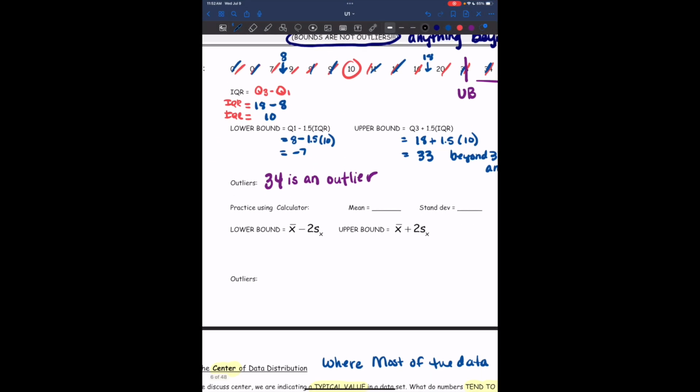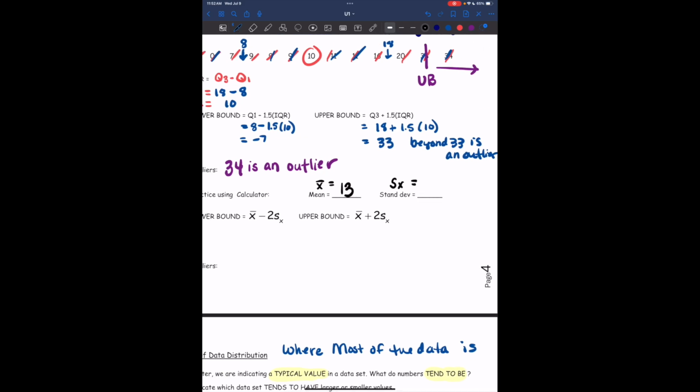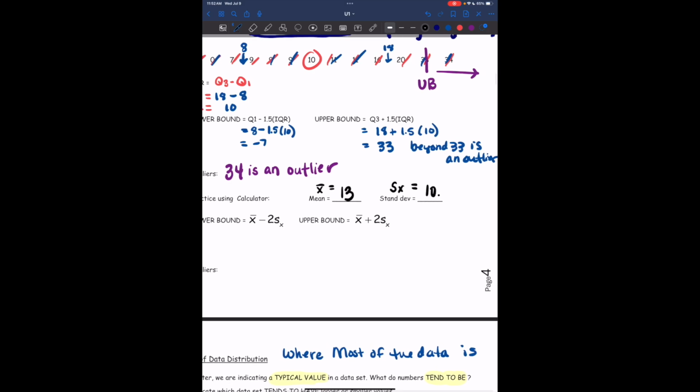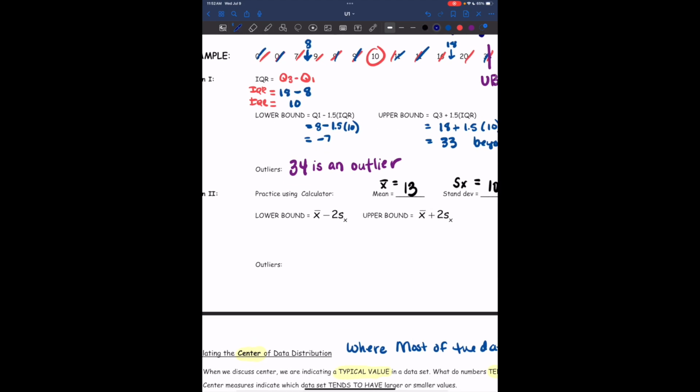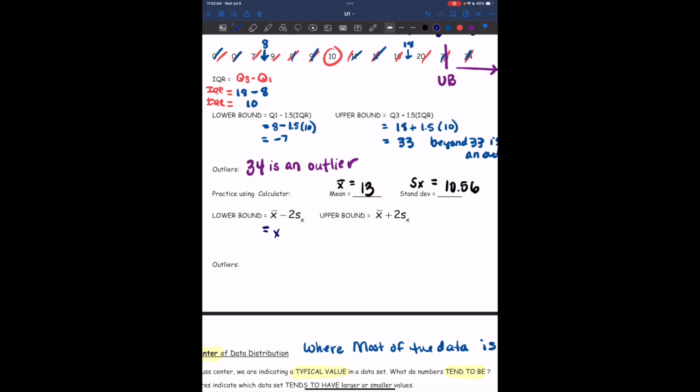So we're going to come back over here. We have the mean, X bar, is 13, and then the standard deviation from our calculator is 10.56. I'm just rounding. So now it's up for us to find our bounds again. So rolling with this, I need to take my mean and find out what's a little bit far away from that. 2 times the standard deviation. 13 minus a little bit, and that is going to come up with -8.12 as my lower bound.